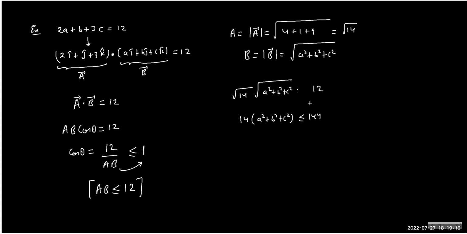So this is, yeah, I made a mistake. This is more than, more than or equal to, more than or equal to. So we'll get a minima actually, the minimum value.